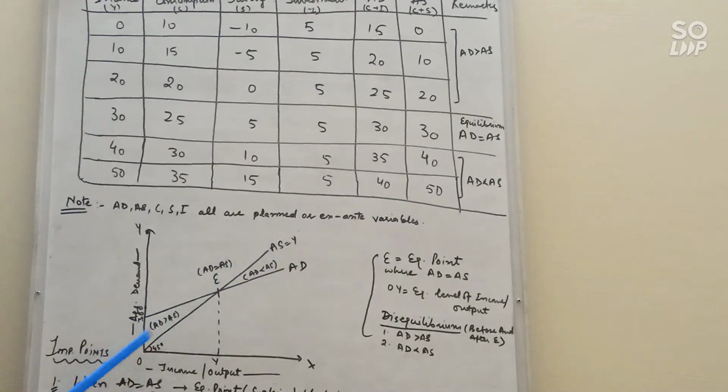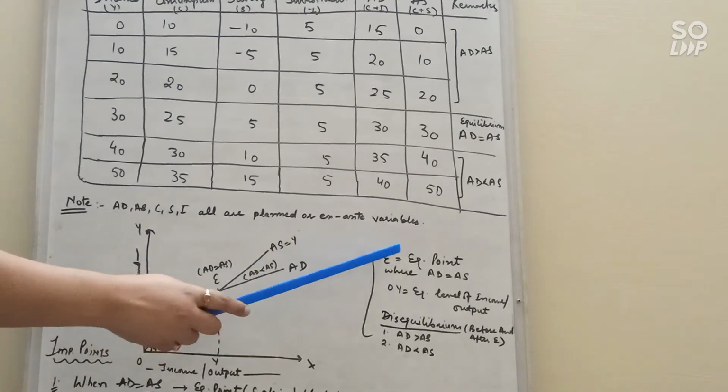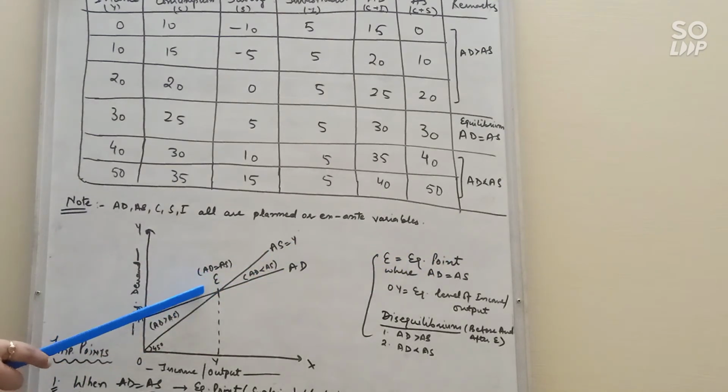Both the curves I have drawn freehand, and you can draw them freehand too. Now the point where AD intersects AS is the point of equilibrium. Here AD is equal to aggregate supply. Before E, we have this triangle MOE, which shows that AD is greater than AS, and after E, AD is less than AS. It means E is a point of equilibrium, and from this we have Y. So OY is the equilibrium level of income.